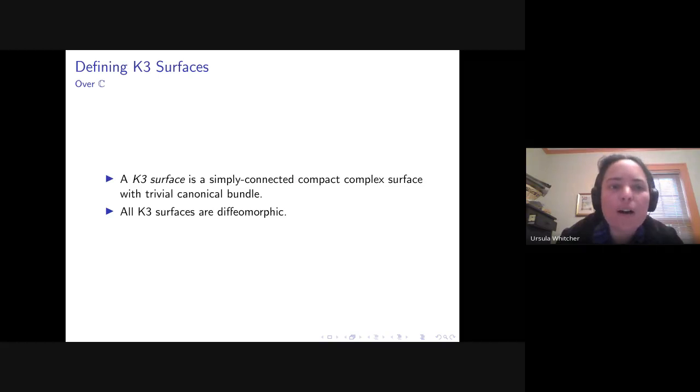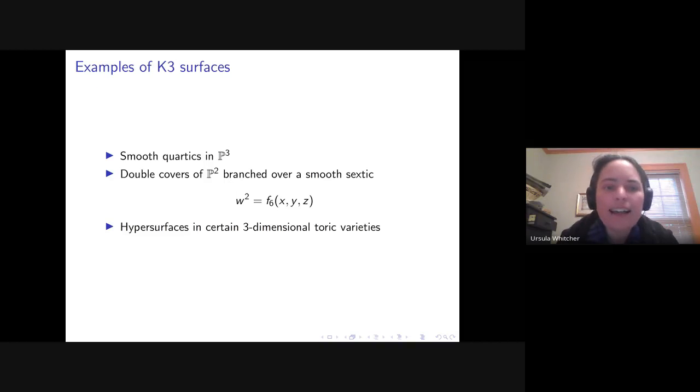So what do we know about K3 surfaces? If you want the technical definition over the complex numbers, they're simply connected complex surfaces with trivial canonical bundle. And we have our favorite examples that we might carry through. One of them is smooth quartic surfaces in projective space. You could take certain branched double covers, or the example that is most close to my heart is hypersurfaces in special toric varieties. That's something that we're going to focus on more.